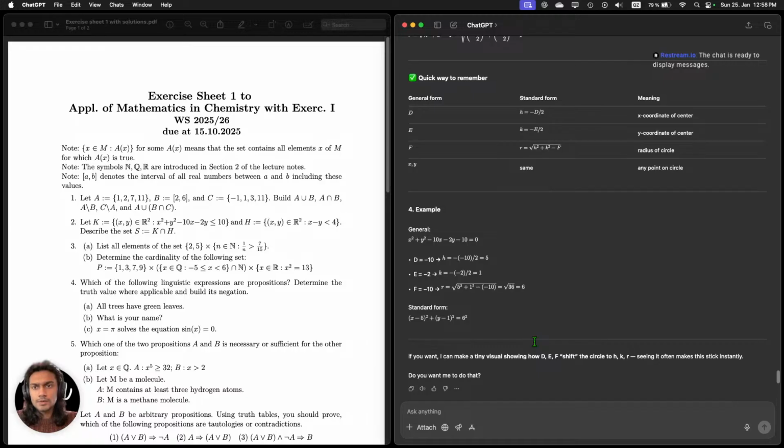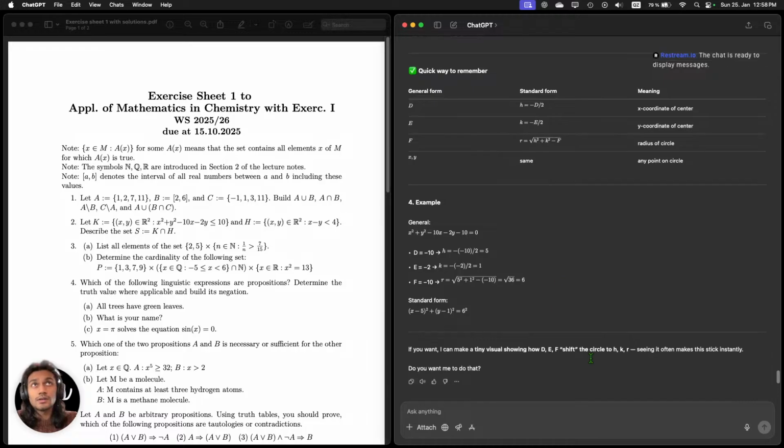So D is related to the x coordinate of the center, and E is related to the y coordinate of the center. F, I did not exactly get what F is, but okay. I kind of understood D, E, and h, k, but I'm still a bit confused on F.